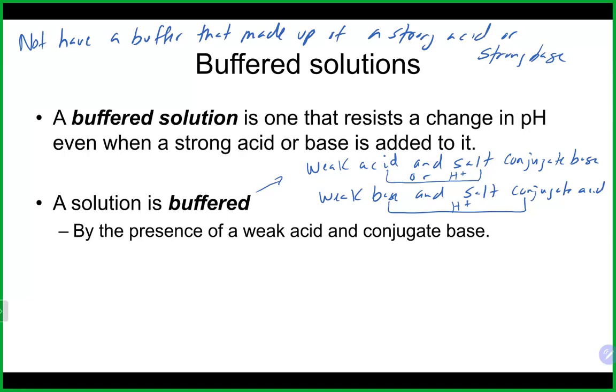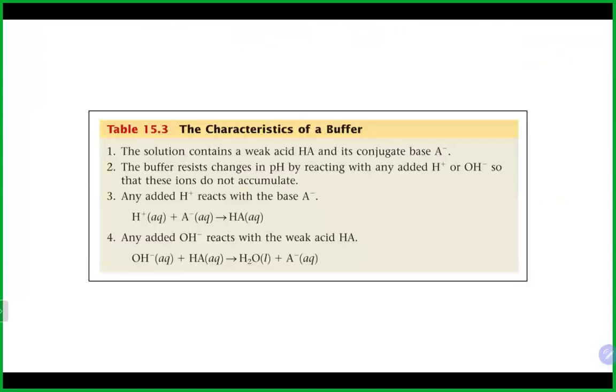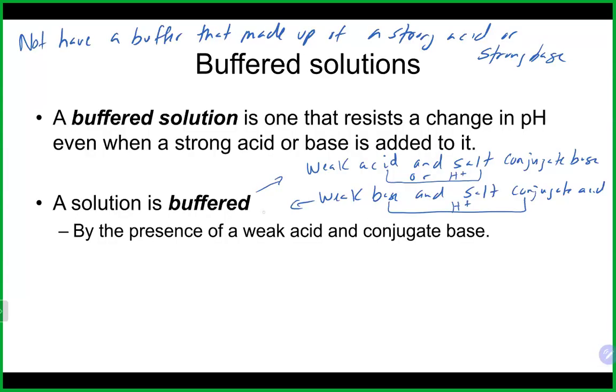So this is where knowing those 6 strong acids comes into play. If it's an acid that's not one of those, it's probably okay to make a buffer out of it, because it's probably going to be a weak acid. Probably your most common weak base is ammonia. You don't always have to use ammonia, but again, that's a very common weak base.